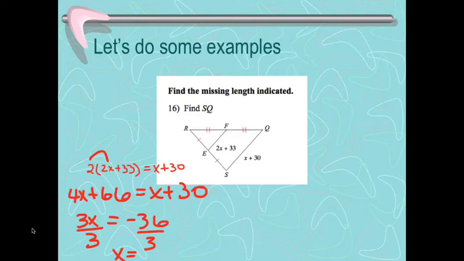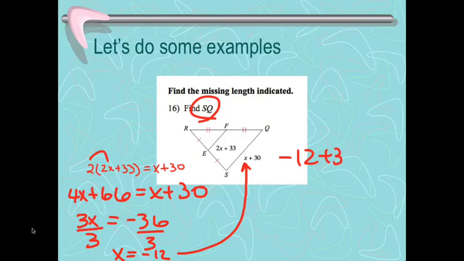I'm just working on the next one while I have time. I'm going to make it 12. That's what I got too. Now, are we done? No, because it says we need to find SQ. So negative 12 plus 30. I'm going to put that negative 12 in there for the x. And what is negative 12 plus 30? 18. So it should be 18.